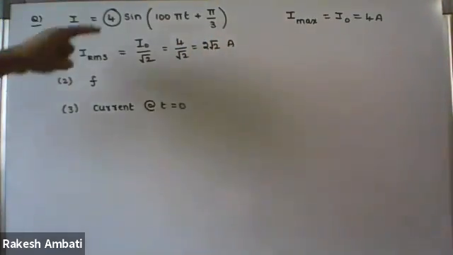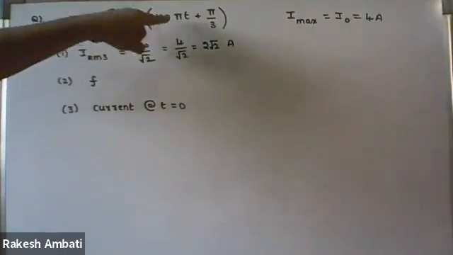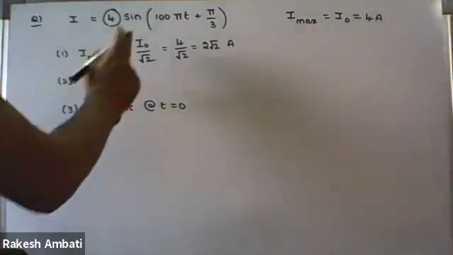Then it is in the form of I naught sine of (omega t plus phi). So what is the omega value here?